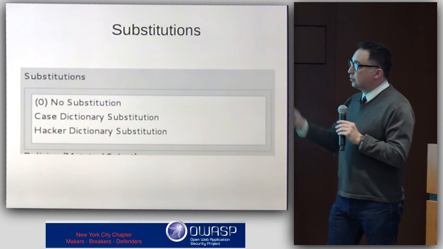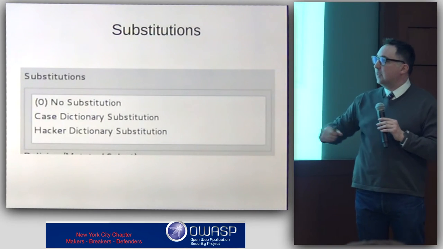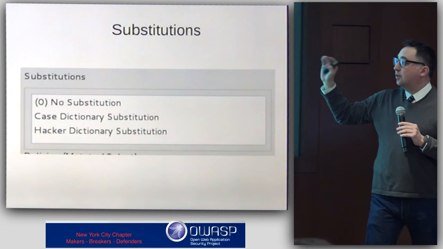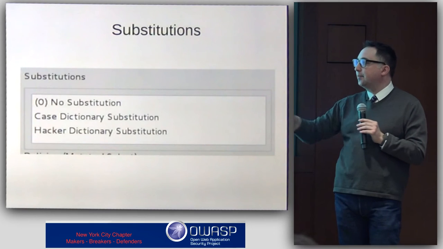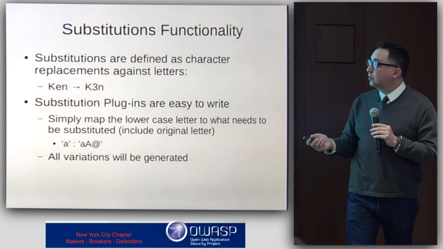So this is what the substitution bar looks like. The first one does no substitution. It just passes the word on. The second one does casing, so small letter a to a large letter A. And the hacker one does all kinds of numeric and character substitutions.